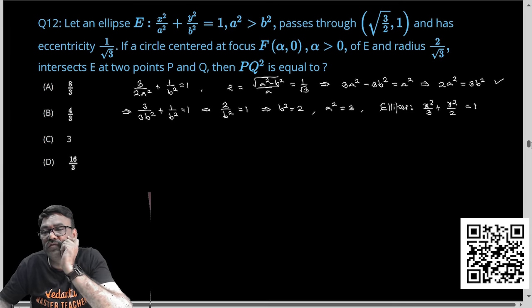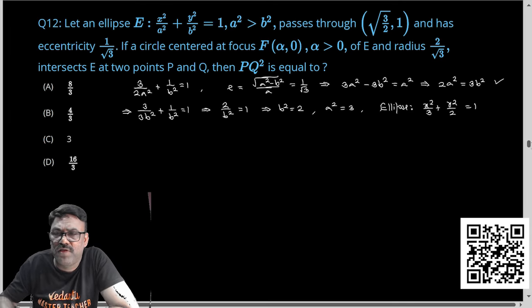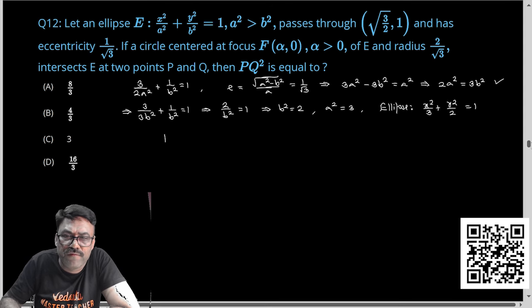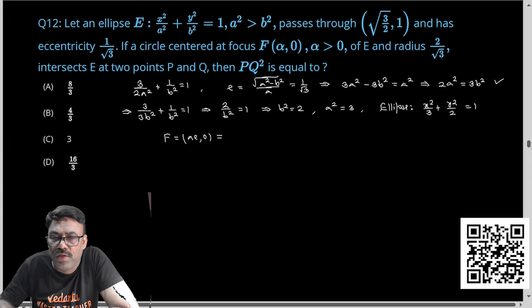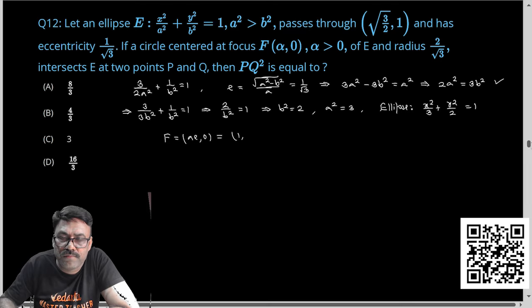Now let's find the focus of the ellipse. The focus will be basically ae comma 0. So the focus F is basically ae comma 0. A is root 3, e is 1 by root 3. So a is root 3, e is 1 by root 3. So it is 1 comma 0.